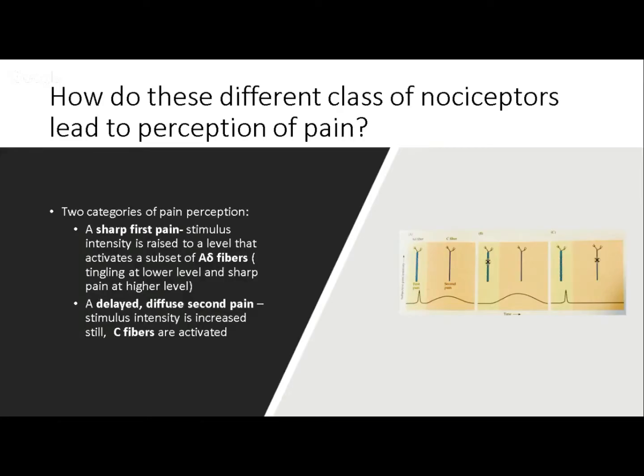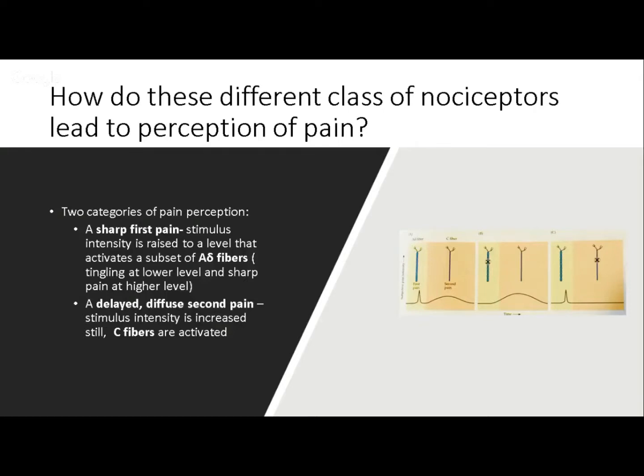There's also a different class of these pain perceptions. There is a first pain, known as a sharp pain, and this is carried by the faster fibers, that is the A delta fibers. And then there's a subsequent pain. When stimulus intensity is raised to a level that activates a subset of A delta fibers, you get tingling at a lower level and sharp pain at a higher level. And then there's a delayed diffuse pain sensation that is brought on by the C fibers.